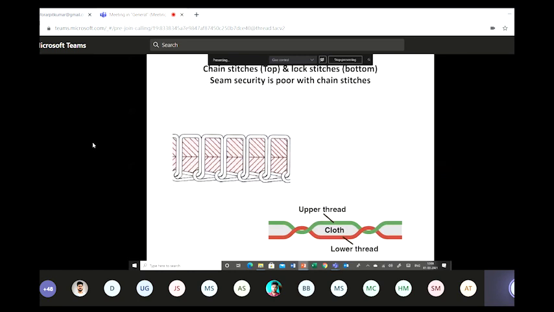Okay, so for every sewing thread you need to have a good amount of bending rigidity, so that the loop will be bigger in size. If it is not there, what happens?